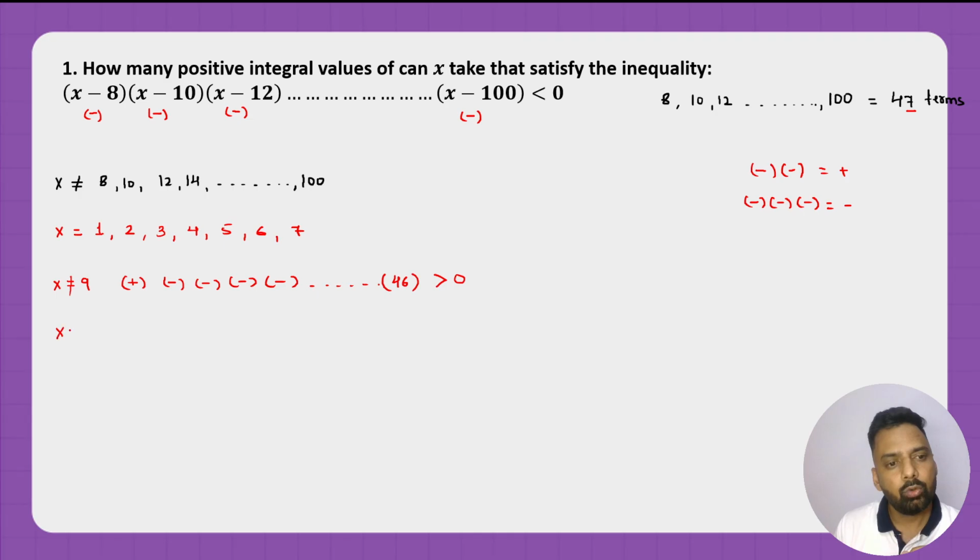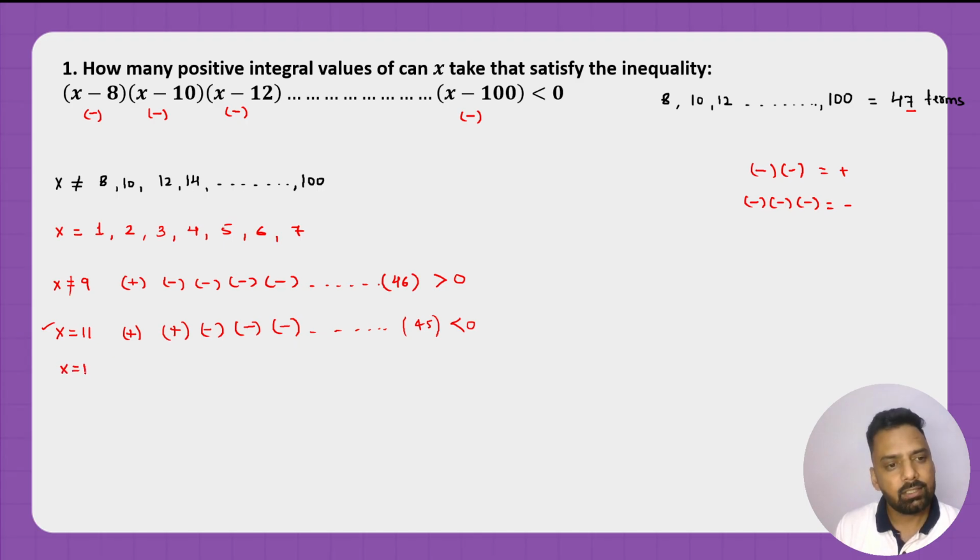Okay, let's go with x is equal to 11. ठीक है, no need to check at 10, 12, 14. If I put x is equal to 11, these two terms will be positive. 11 minus 8, 11 minus 10. तो यहाँ पे दो terms positive हो जाएंगी, but all the remaining terms, अब remaining terms बचेंगी कितनी मेरे पास? 45 negative. 45 negative है, तो odd number of negative है, तो ये सारा value will be negative, and negative into positive is negative. इस केस में answer is less than 0, तो मतलब x is equal to 11 पे condition is getting satisfied.